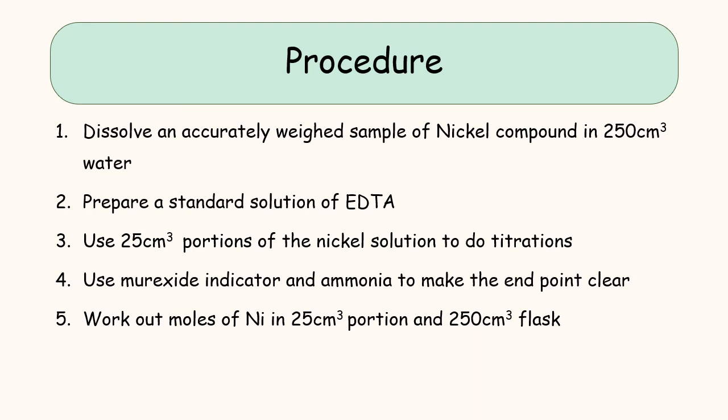We can then do our titration, work out the number of moles of nickel in the 25 cm³ portion, and therefore the number of moles in the 250 mL flask that we started with. And from the number of moles, we can work out the mass of nickel and the percentage of nickel in our starting compound.